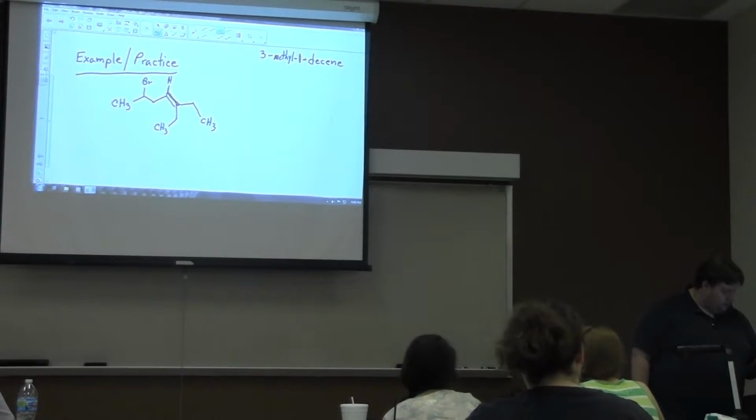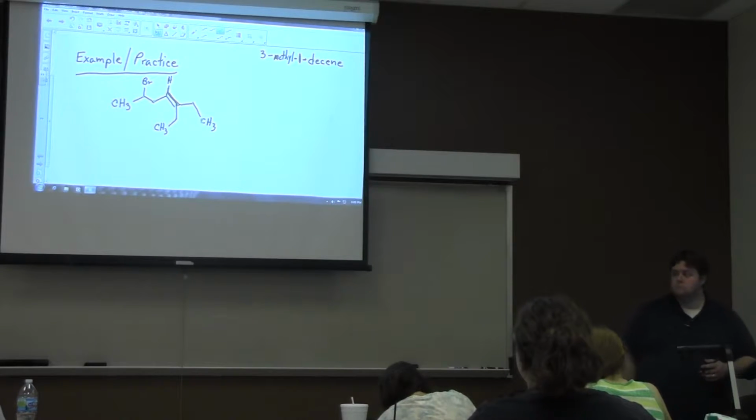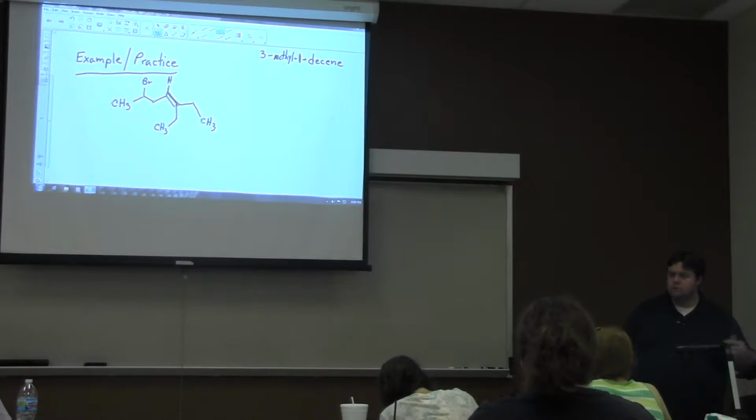So let's go here. We'll see 1, 2, 3, 4, 5, 6, 7. Agreed? Okay. Which end do we count from? So from the right side. From the right side. But the bromine's closest to the left side. That's the first branch point. Yeah, but the double bond takes precedence. That's the word I'm looking for.